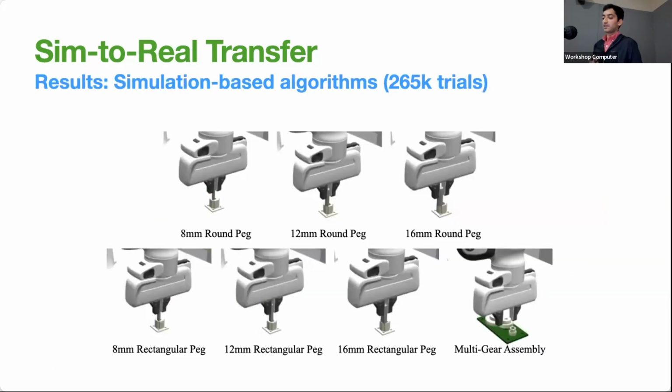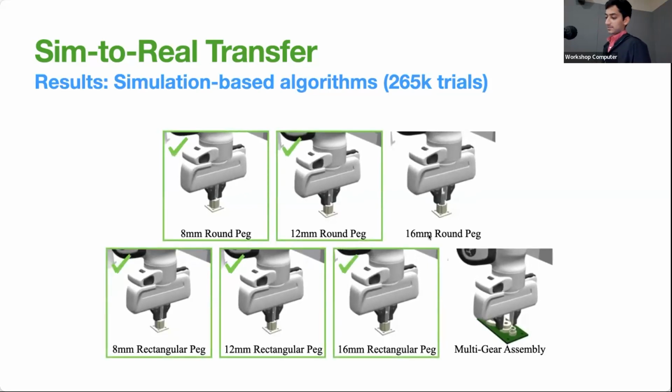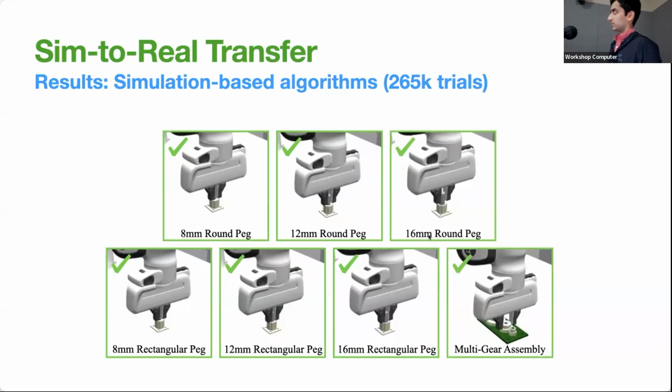We evaluated the previous algorithms through ablation studies over a total of 265,000 simulated trials. As our final set of evaluations, we deployed all three algorithms at the same time and trained under various levels of initial state randomization and observation noise. For moderate levels of randomization and noise, we achieved an 89% success rate for peg and hole tasks and an 85% success rate for gear assembly tasks. With no randomization and noise, performance was nearly perfect.